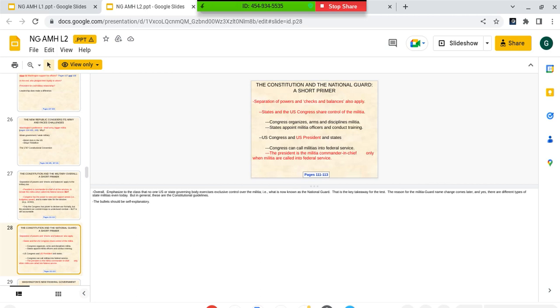The U.S. Congress and the U.S. President and states, as far as they're concerned, Congress has the ability to call militias into federal service when needed, and then the President, after that point, becomes the commander-in-chief of the militia. And this is only when the militia are called into federal service. So Congress can call the militia into federal service, and then from that point, the President is commander-in-chief of those militia men once they're called in federal service by Congress. And so this is how the President and the Congress kind of balance each other's powers out. This is also how the National Guard came to be born.